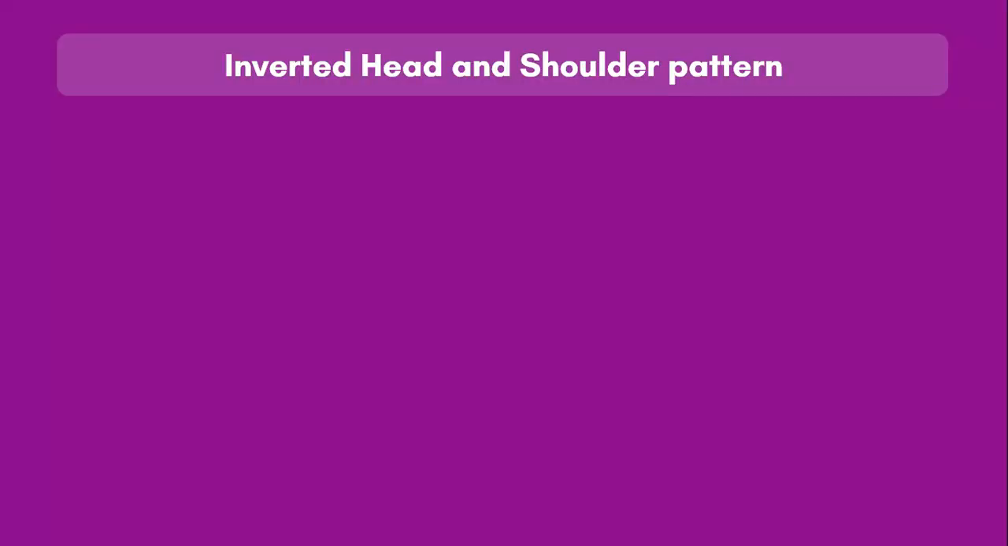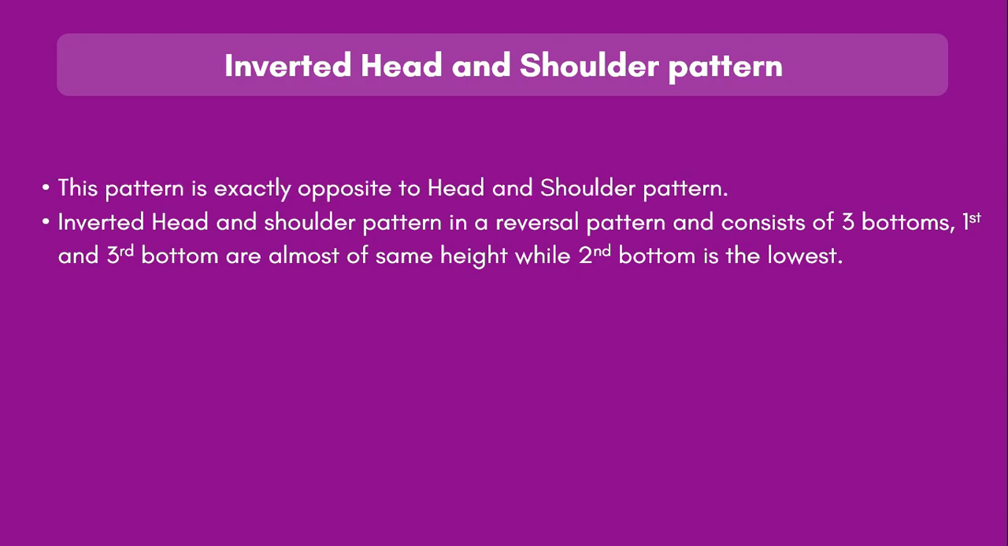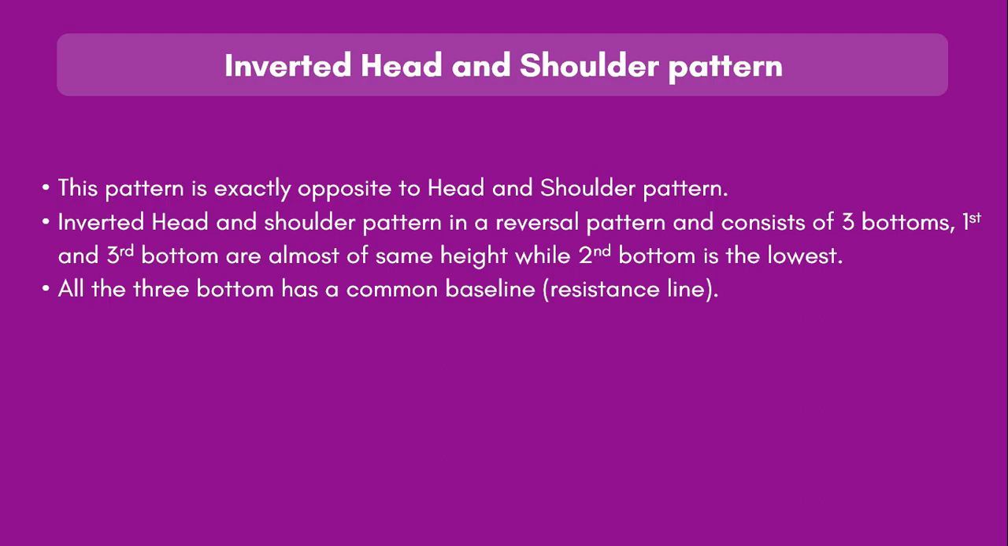Similarly, we have inverted head and shoulder. Now, as the name suggests, inverted head and shoulder is exactly opposite to head and shoulder. Here we have three lows. The first and the third lows are the inverted shoulders, and the second low, that is the middle one, is the inverted head, and the inverted head is the lowest low among this pattern. Here also we have three lows that have a common baseline, also called the resistance line.